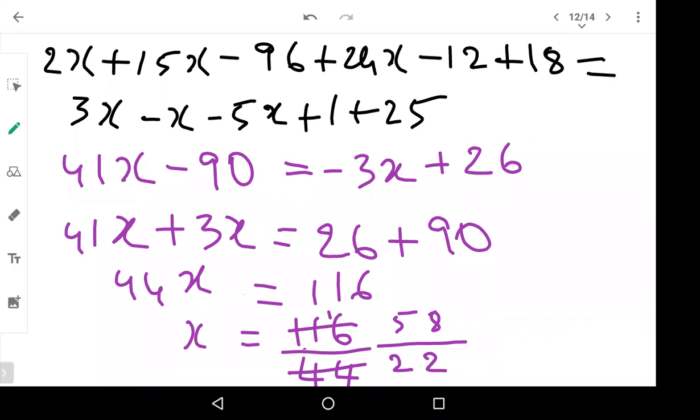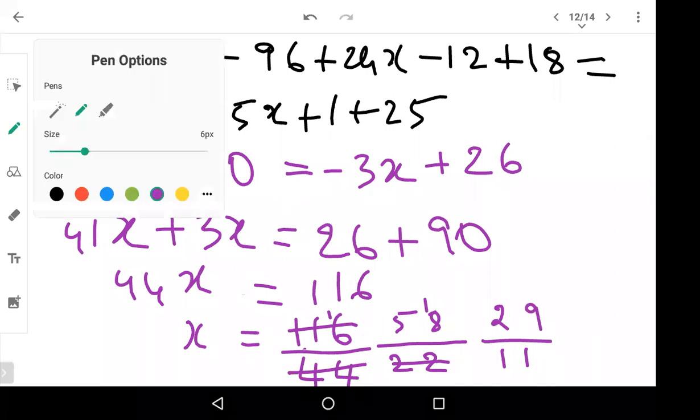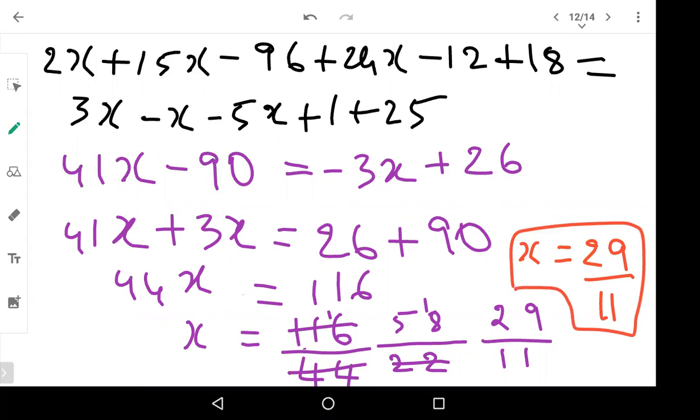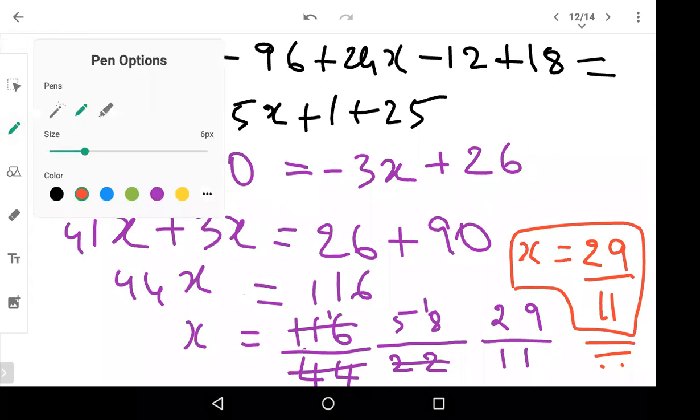Now again I can go with 2. So 2 ones are 2, 2 ones are 2, 2 twos are 4, 1 carried over, 2 9s are 18. I can do this. So finally my x is equal, I'll write it here, x is equal to 29 by 11. See, I can leave it at 116 by 44. There is no problem with that. I can also simplify that and I can write the simplified format.